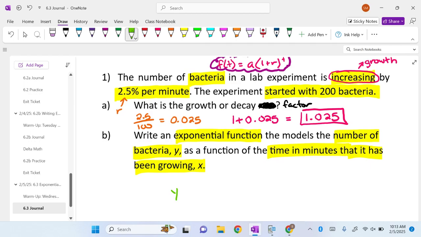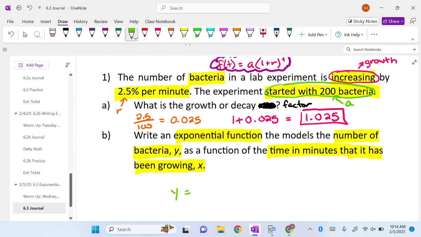So guys, look at the front of your cover. What did I say the A value always represents? The initial value, or my starting value. What's my starting value? How much bacteria did I start with? 200. I started with 200 bacteria. So that 200 is my A value.